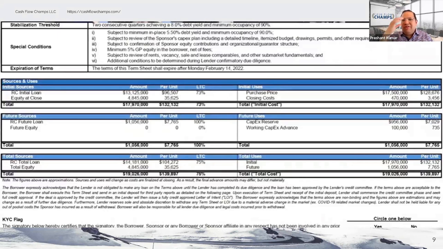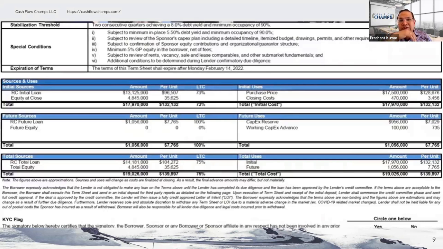So they write all the terms, basically, and they give you the term sheet, and they say, listen, if you are interested in it, sign it by this date. That's the expiration of the terms. And this is a very detailed term sheet. Sometimes some lenders have 3-page term sheets. Sometimes they may have 30-page term sheets. I have seen it both ways.